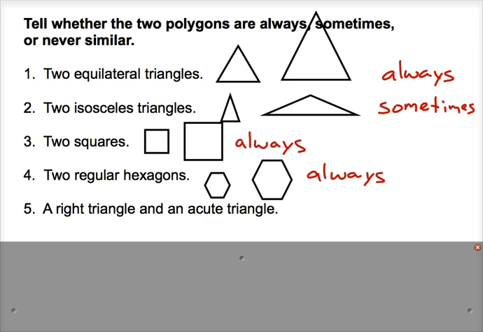A right triangle and an acute triangle. Well, right off the bat, I don't even need to draw this one. A right triangle has a right angle. An acute triangle, all the angles will be acute. So there is no way that all the angles can match up. So this is a never.